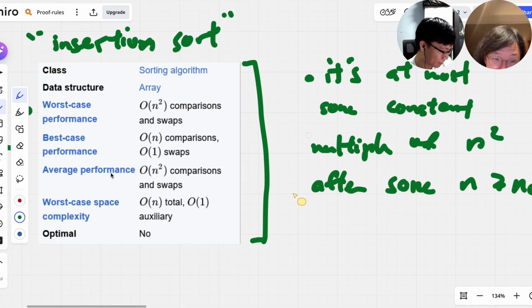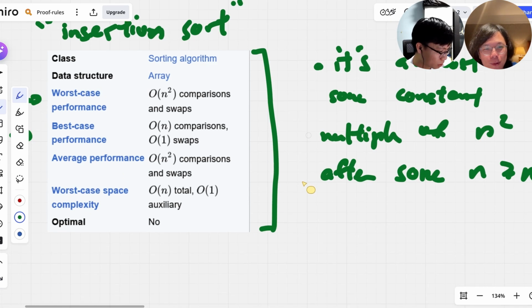But yes, average case comparisons. Okay, I should have seen this and realized. Yeah, average case anyway, it's insertion sort. I don't know why I said selection sort. Anyway, that's what this whole thing is, right?